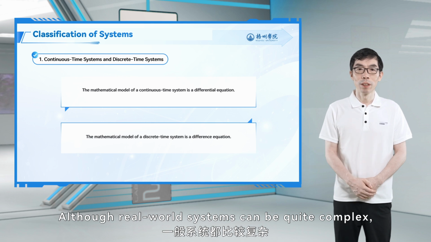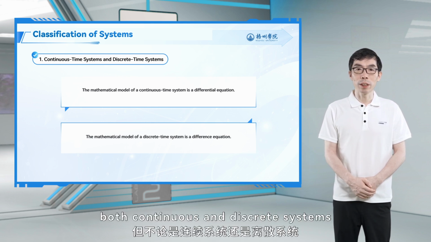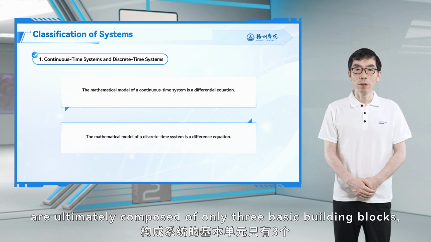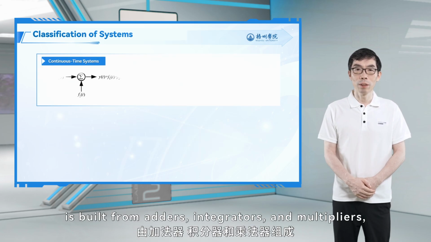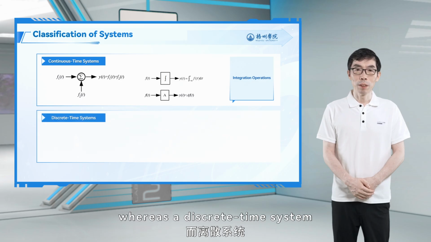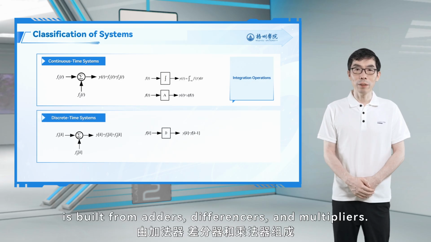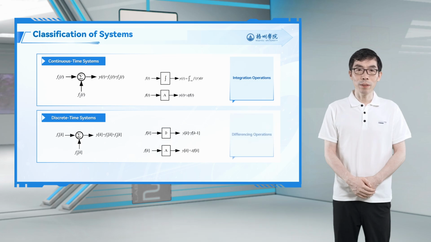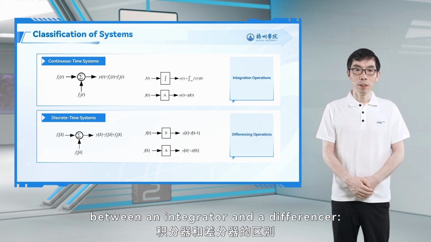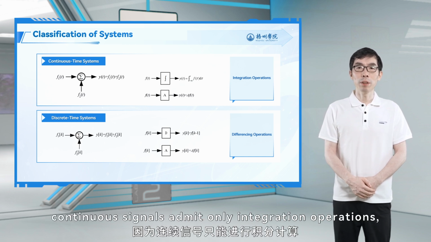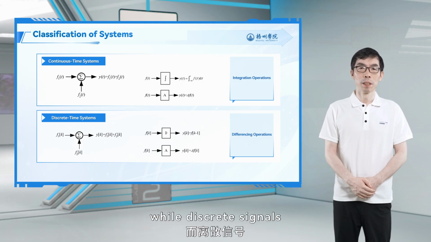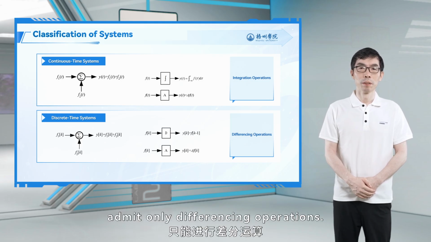Although real-world systems can be quite complex, both continuous and discrete systems are ultimately composed of only 3 basic building blocks. As illustrated in the figure, a continuous time system is built from adders, integrators, and multipliers, whereas a discrete time system is built from adders, differencers, and multipliers. Note carefully the distinction between an integrator and a differencer. Continuous signals admit only integration operations, while discrete signals admit only differencing operations.